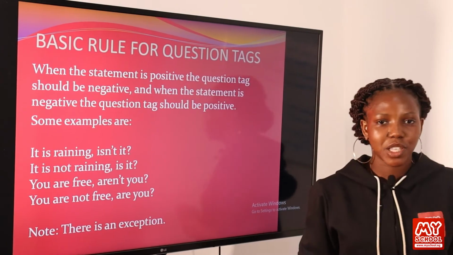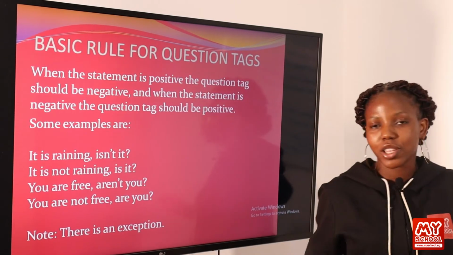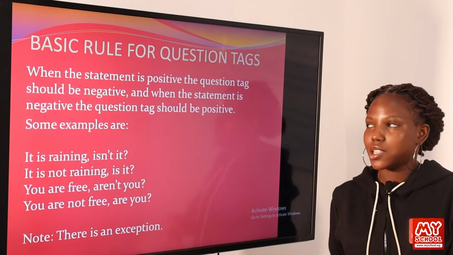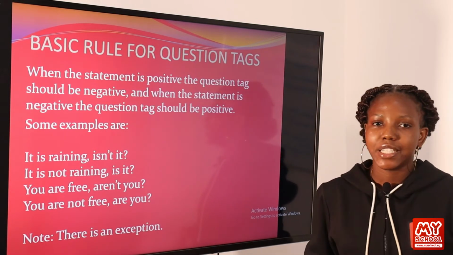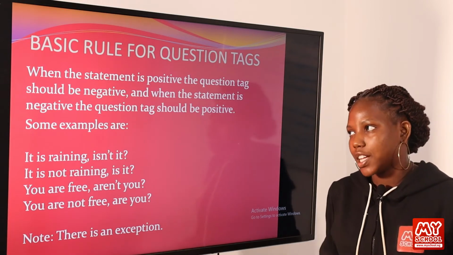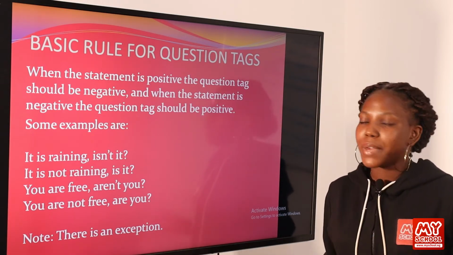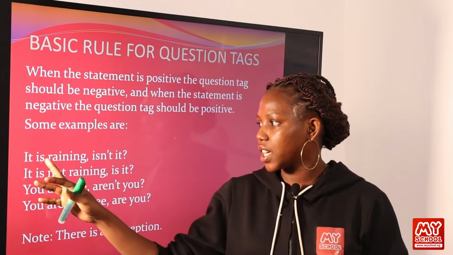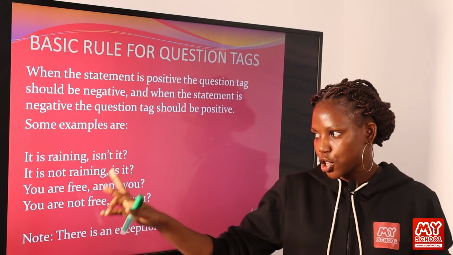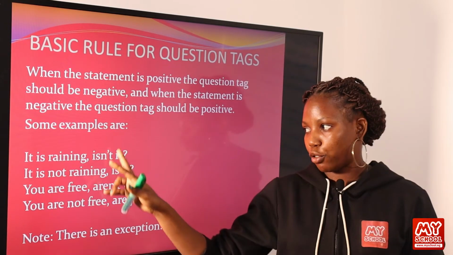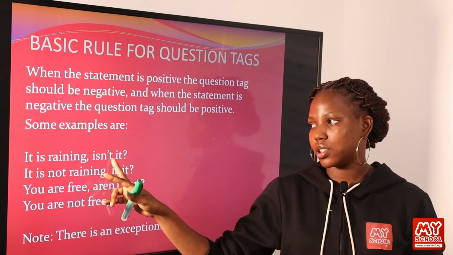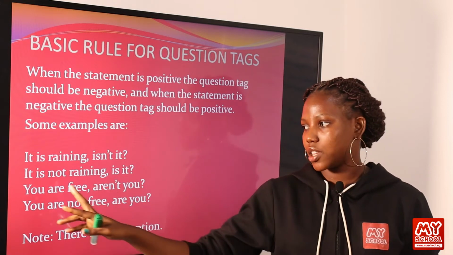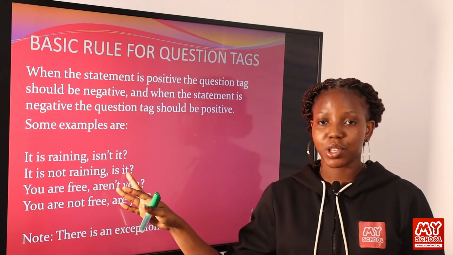Now let's outline the basic rules for the construction or composition of question tags. The first rule you need to note is when the statement is positive, the question tag should be negative. And when the statement is negative, the question tag should be positive. Now let's take a look at some of these examples. It is raining, isn't it? So we can see a positive statement followed by a negative question tag. It is not raining, is it? Okay, so you can see a negative statement which goes with a positive tag.